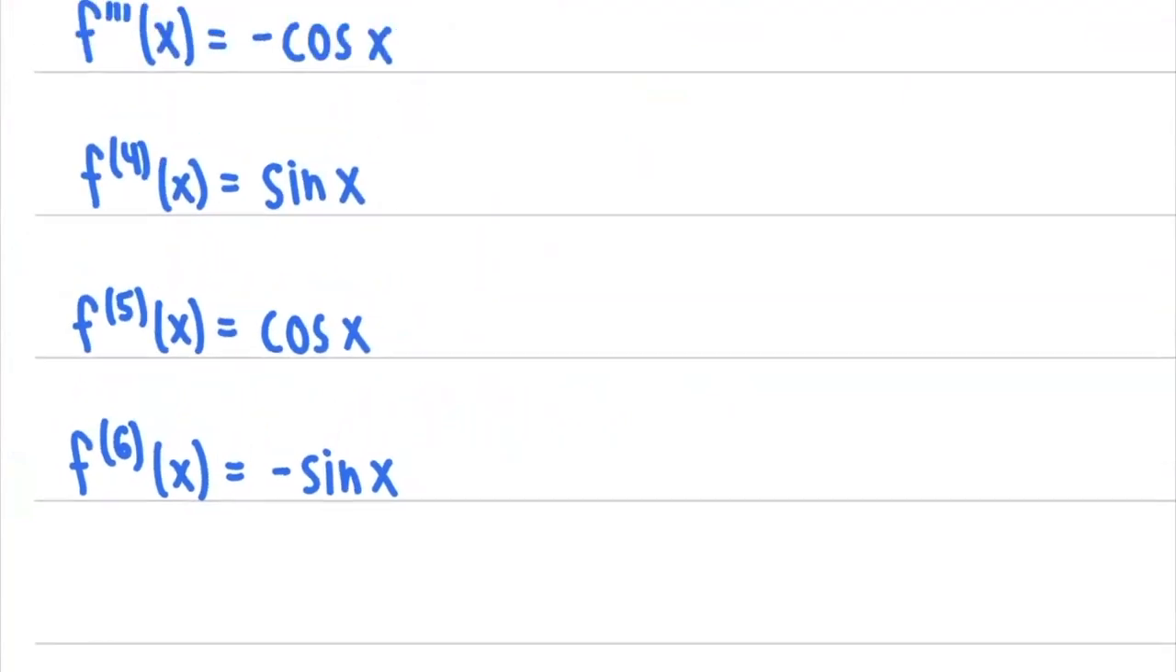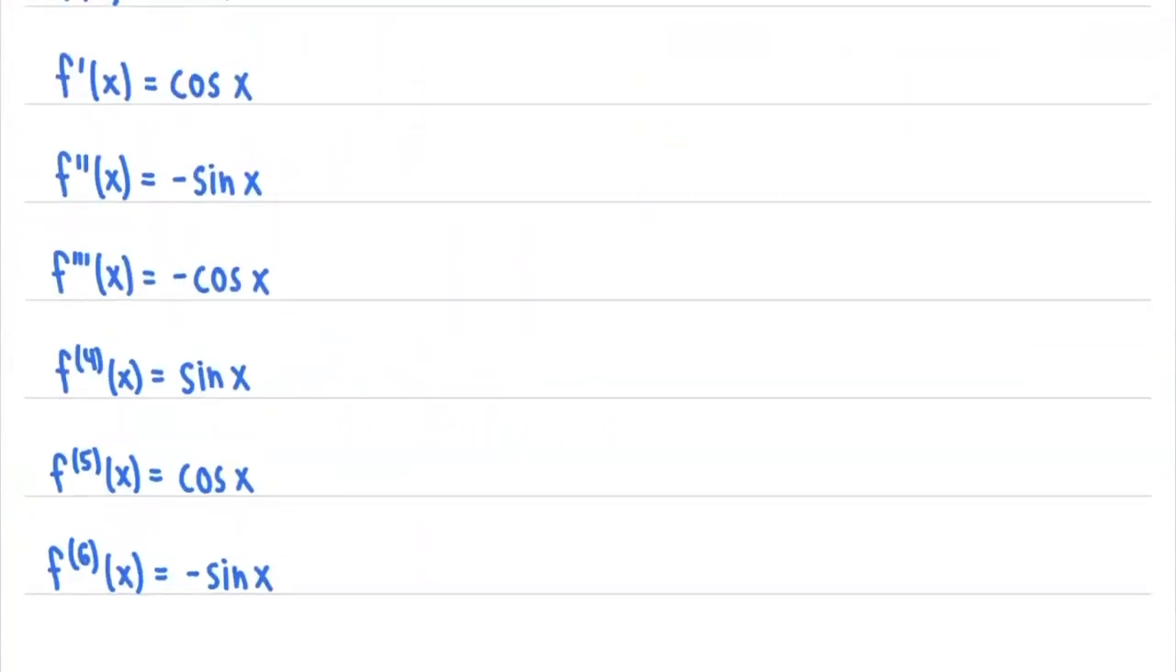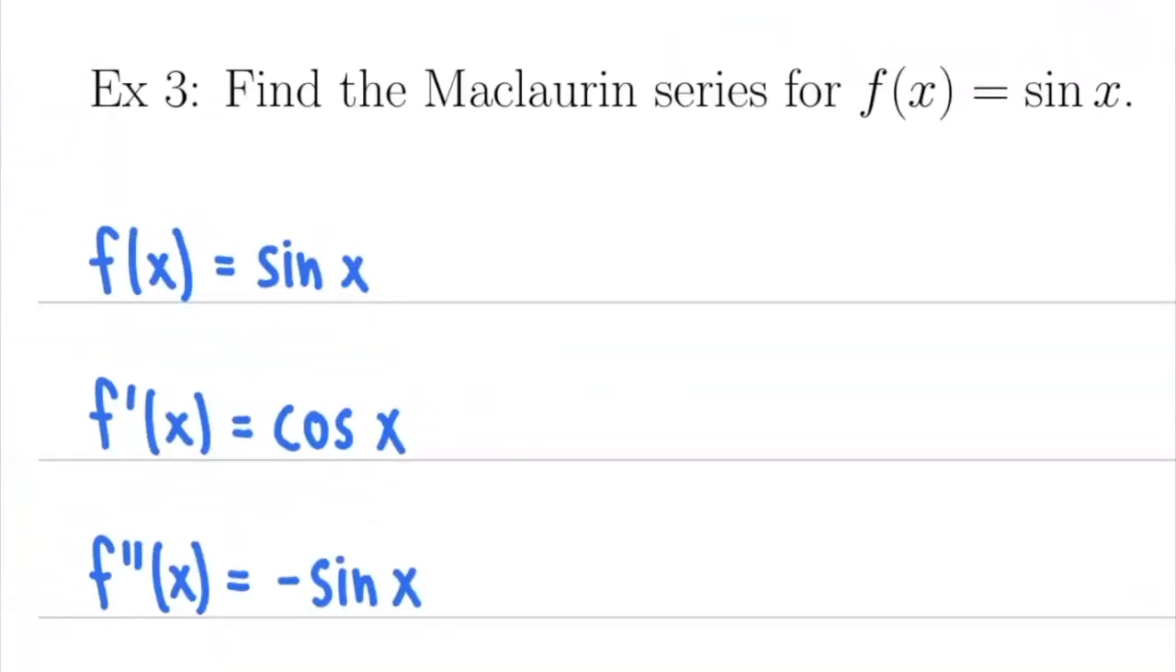So the derivatives repeat, of course. After every 4 derivatives, you get the same thing. So the derivative is periodic. So I think that's more than enough derivatives. Now we're going to center these at 0. We're going to plug in 0 for all of these. So unit circle time. Yep, tons and tons of unit circles.